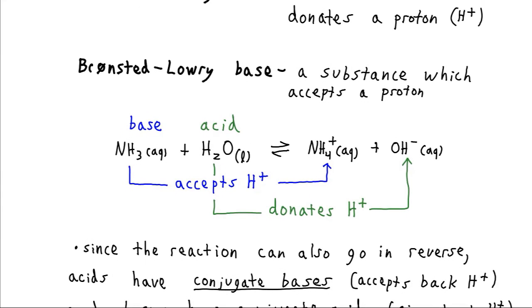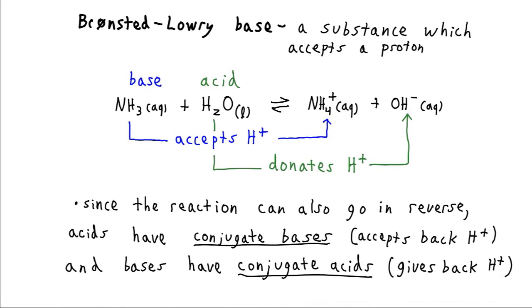Now, since it's an equilibrium reaction, it can also go in reverse. And so this NH4+, which is the ammonia plus a proton, can go this way and give back that proton. Something that gives back a proton is an acid. And here, we have formed this hydroxide, but it can take back the proton that it gave away when it was water. A substance which accepts a proton is a base. So these are going to be called conjugates, just to distinguish them from the left side.